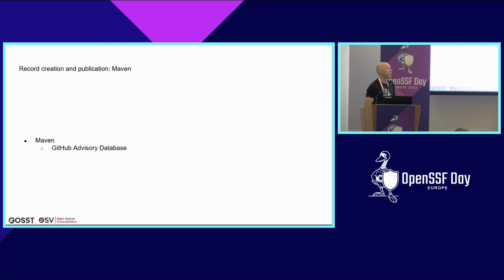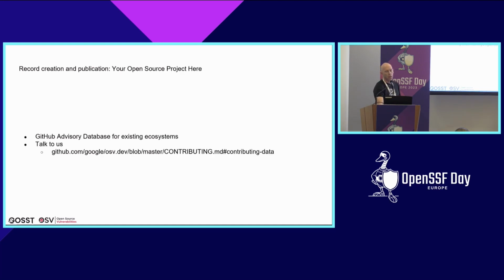Maven is reliant on the GitHub advisory database. If you've got an open source project in an existing supported ecosystem and you'd like to publish a vulnerability record in the OSV format and get them ingested into OSV.dev, your easiest path today is to use the GitHub advisory database. If you're not in one of these existing ecosystems, please talk to us and we'll help you get started.